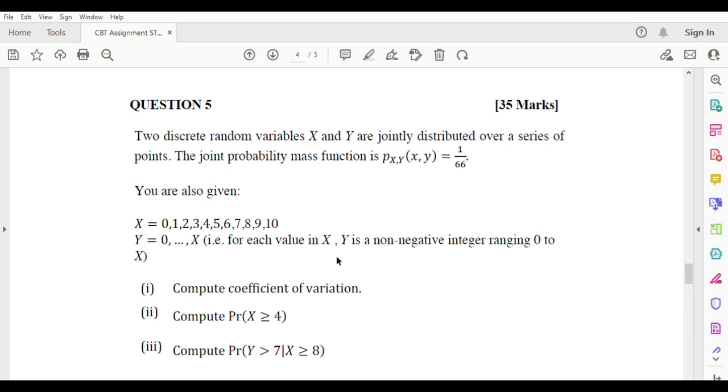Alright, let's jump into the question. Roman 1: compute the coefficient of variation. What is the coefficient of variation? It is a statistical measure of the dispersion of data points in a data series around the mean. Roman 2: compute the probability of x larger or equal to 4. Roman 3: compute the probability of y larger than 7 given that x is larger or equal to 8.